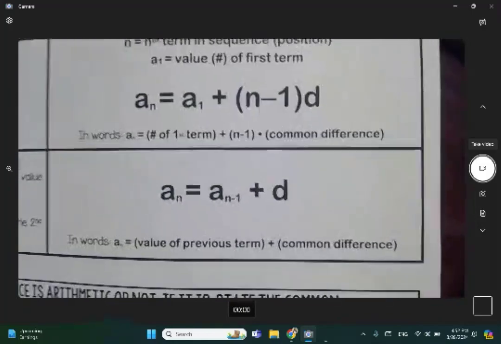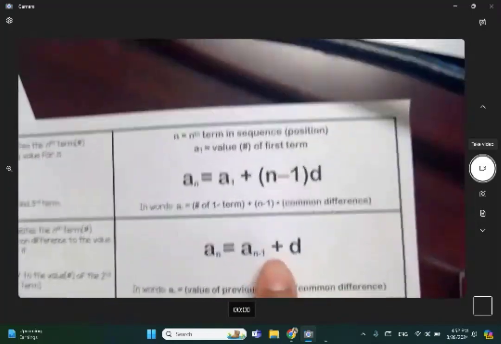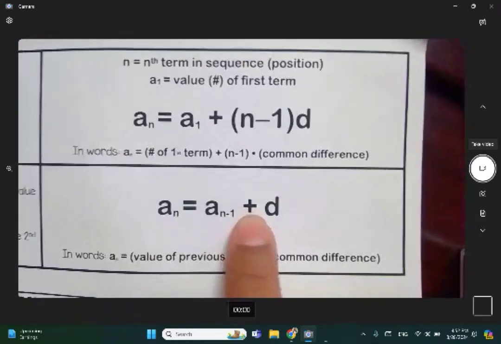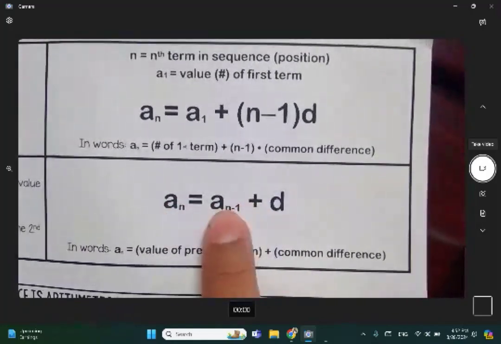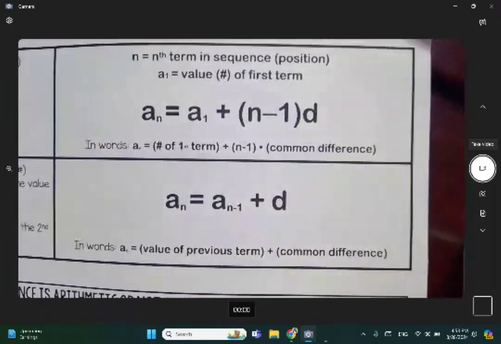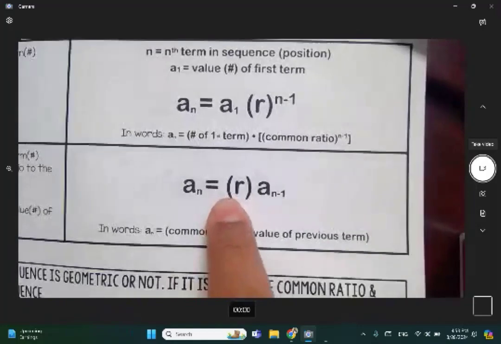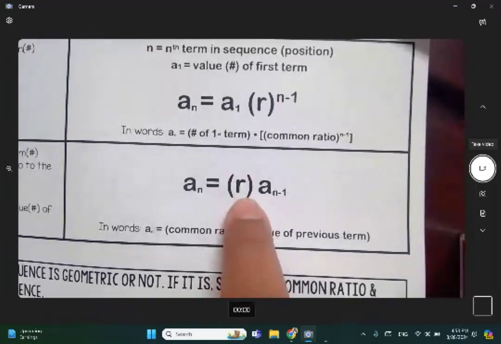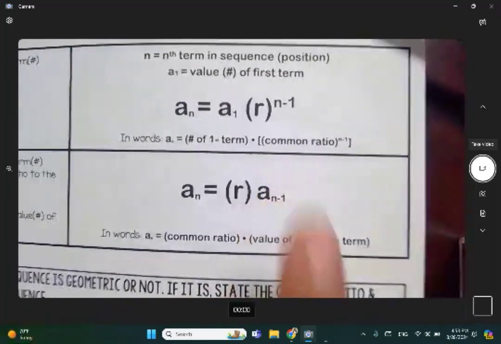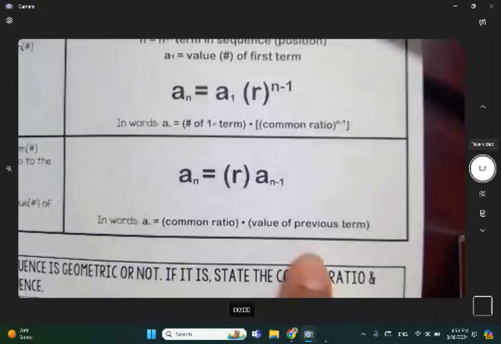So in arithmetic sequences, in the recursive formula, you're going to see some form of plus sign separating your previous term from your common difference, the number that you're adding or subtracting. In geometric, you'll see the number that you are multiplying by with that previous term, the value of the previous term.